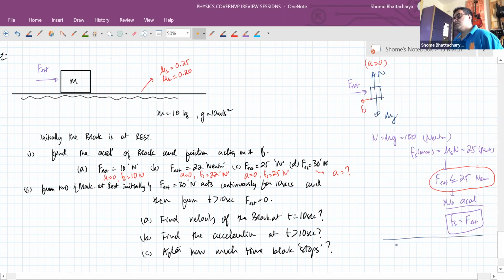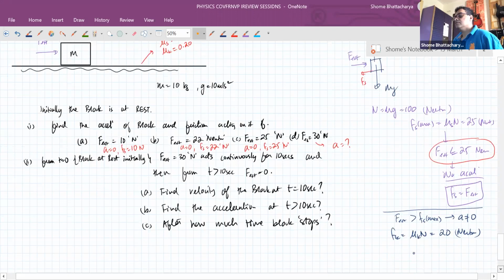That is correct. Now we can see for F external greater than the maximum value, 20 newtons of kinetic friction will act.